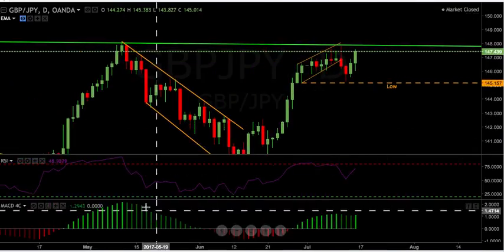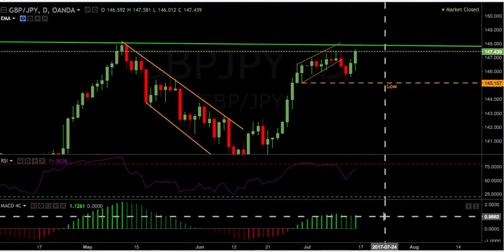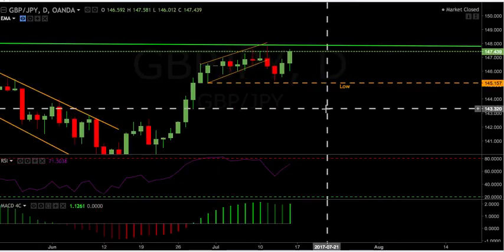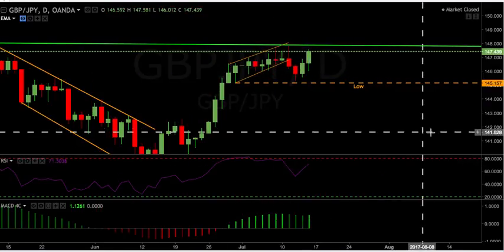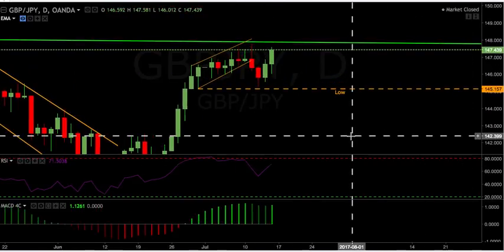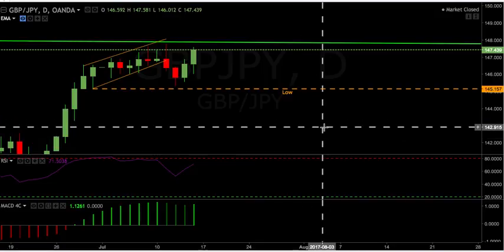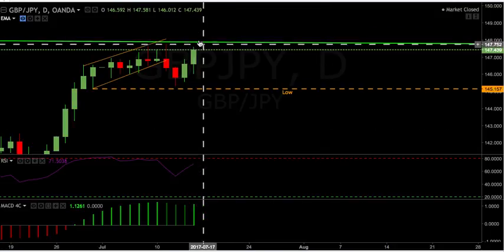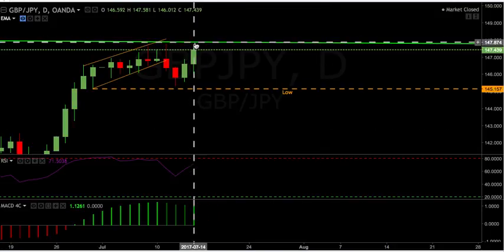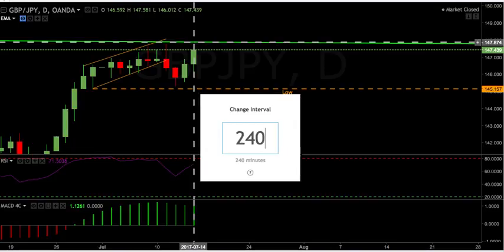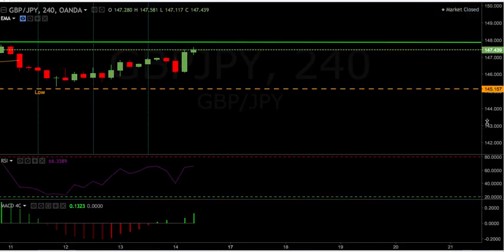And as you can see, we have MACD divergence. We're looking like we're also going to have RSI divergence on the daily, which is very powerful. So this is a pair that you'd want to put on your watch list, your pound yen. Look for a bearish entry in this area. Let's look at what's going on in the 4-hour.